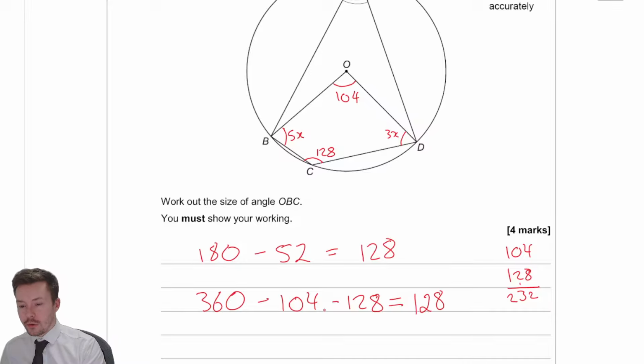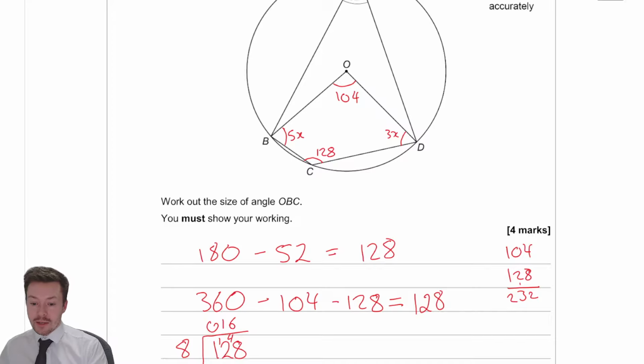128. Then we've got to do 128 divided by 8. We're going to have to use a bus stop method to do that. So 8 into 12 goes once, remainder 4. And then 48 divided by 8 is 16. 5 lots of x, so 5 times 16 equals 80, which is what OBC is. It's 5x, it's this one here.